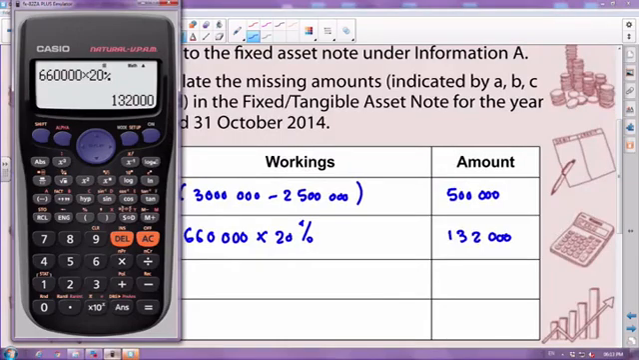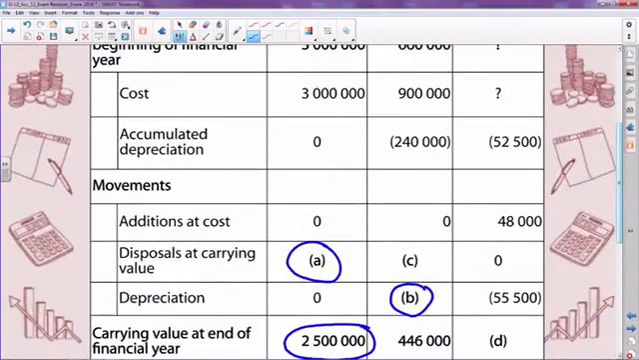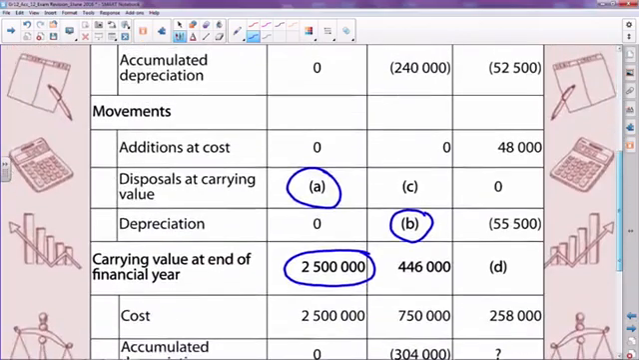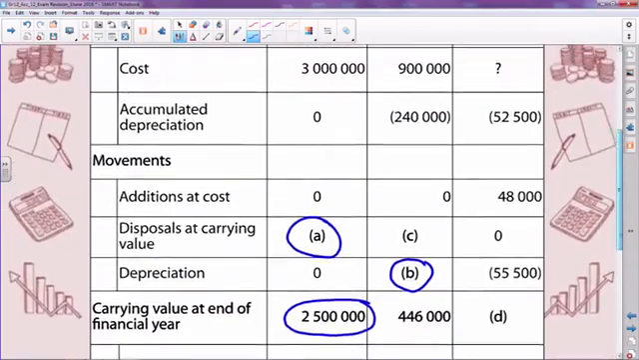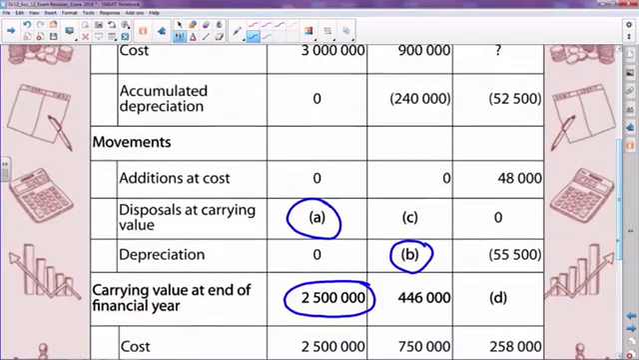Now let's look at C. What is it that we require? They want to know, what was your disposal at carrying value? Immediately you know that 660,000 was your carrying value at the beginning of the year. There were no additions at cost. You had depreciation to the value of 132,000 rand, which you subtracted obviously, and you are left with a carrying value at the end of the year of 446,000 rand. I'm going to give you 1 minute to calculate that figure. Go for it.